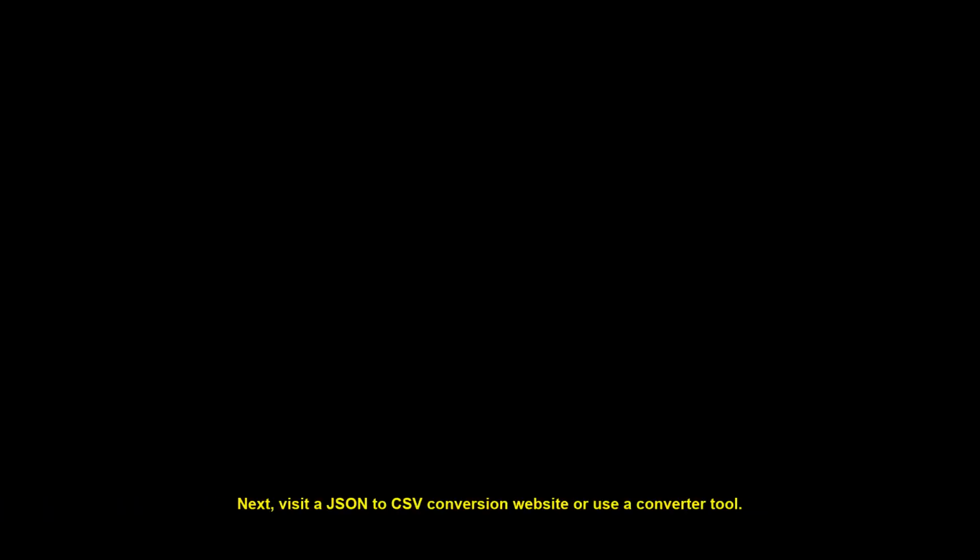Next, visit a JSON to CSV conversion website or use a converter tool. Upload the JSON file you downloaded from Trello. Follow the instructions on the site to convert your JSON file into a CSV format. Once the conversion is complete, download the new CSV file.